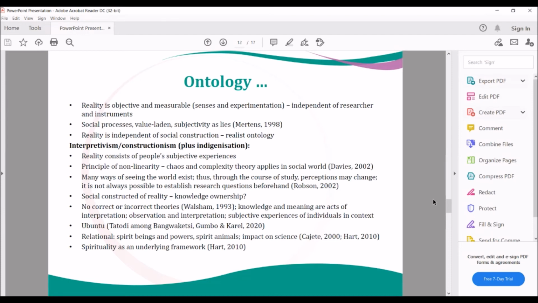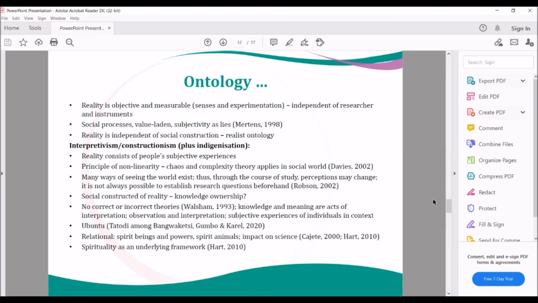Socially constructed reality is what they claim here, that knowledge is socially constructed, and therefore there's ownership by different people that actually negotiate what they make of the world, the ontology. Therefore, there's no correct or incorrect theories, as this is the theory developing. That's qualitative research. Knowledge and meaning are acts of interpretation, observation and interpretation, subjective experiences of individuals in context.